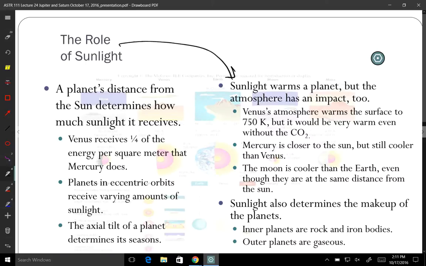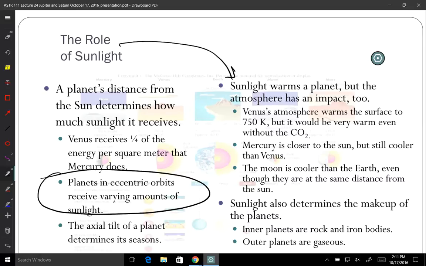Okay, so the role of sunlight is talking about this. But notice that Venus receives 1/4 of the energy that Mercury does, just because it's farther away. And if you have an eccentric orbit, such as in a homework problem, you looked at Mars with its eccentricity, that makes it so sometimes its nearest approach is almost half the distance of its maximum. And so when it's closer, you're going to have more heating. Very important, the axial tilt makes a difference. The Earth is tilted 23.5 degrees, Mars about 24 degrees. Similar axial tilts. Those, of course, are what causes the seasons.